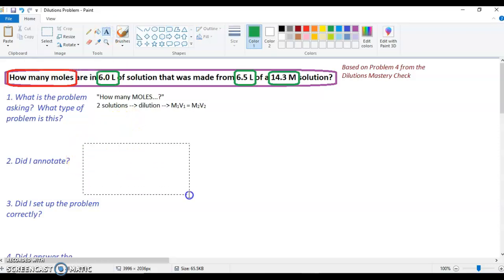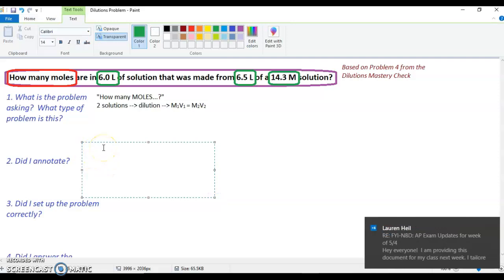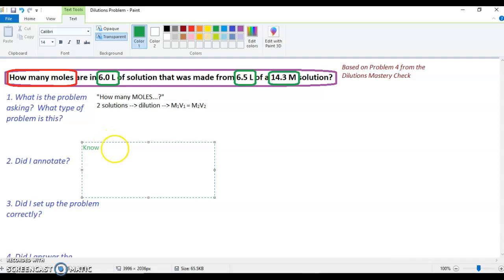And I'm actually going to make a little note here so that I know what I know. Let me back that up. I don't want it colored. Or actually, you know what, let's go for it. Colored, known equals, well, 6.0 liters, also 6.5 liters, and 14.3 molarity. And we'll get into how those fit into the equation in just a moment.